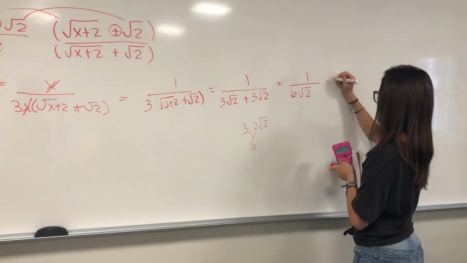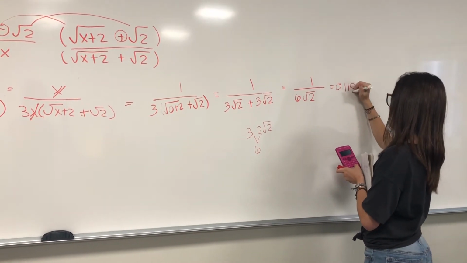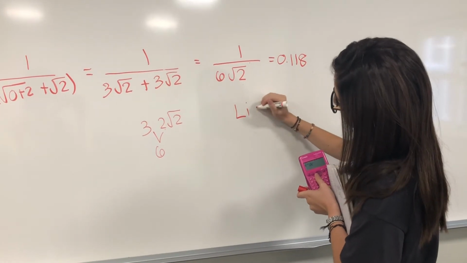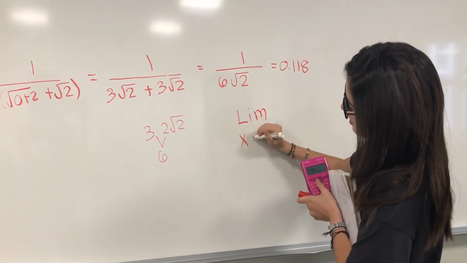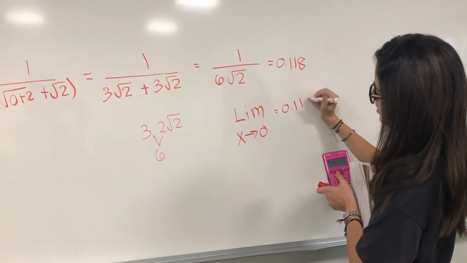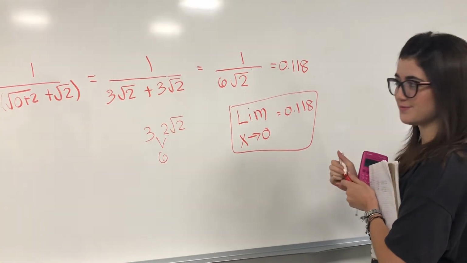in decimals is 0.118. And this, writing it in proper notation, would be limit with x tends to 0 is equal to 0.118. And that is our final answer.